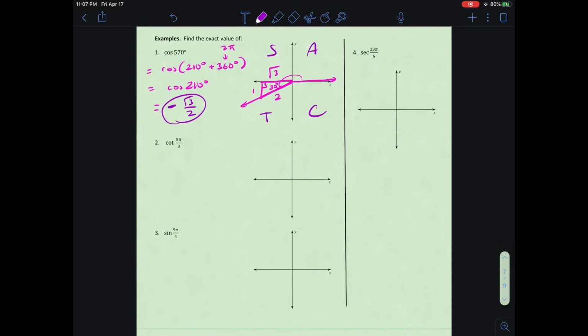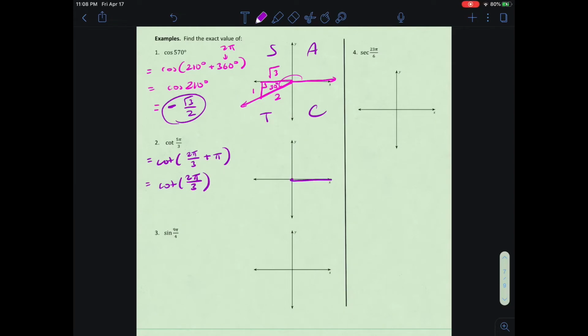Let's look at another example. Here we have cotangent of 5 pi over 3. Now cotangent has a period of pi, so I can rewrite this as cotangent of 2 pi over 3 plus pi. And I know that this is just simply cotangent of 2 pi over 3.